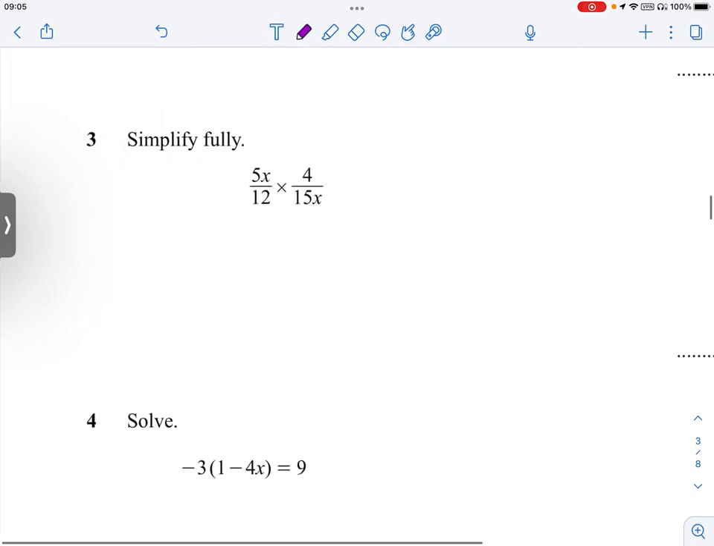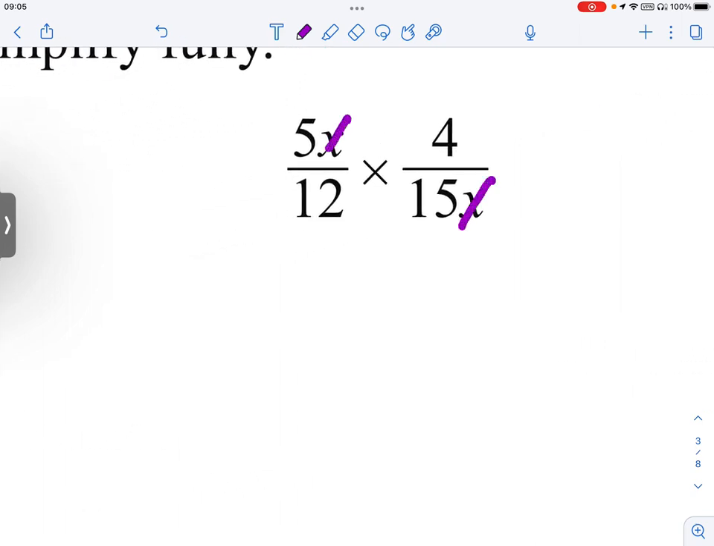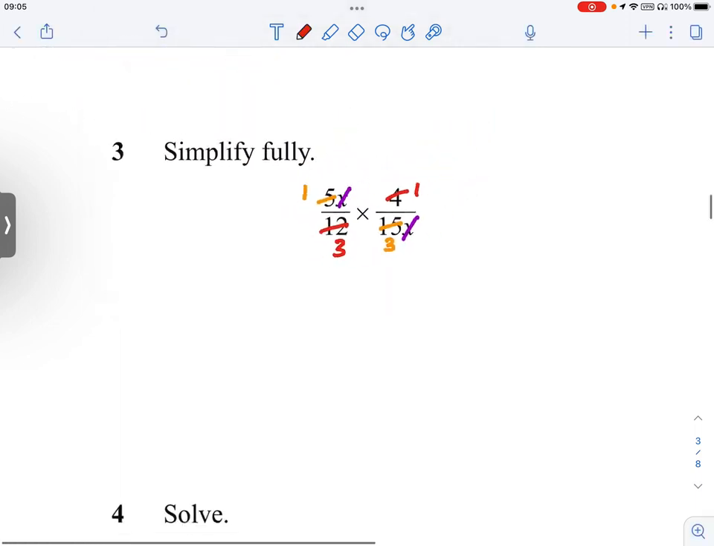We can see that x and x cancel. Then 5 times 1, 5 times 3. Then again 4 times 1, 4 times 3. So the answer is going to be 1 upon 9.